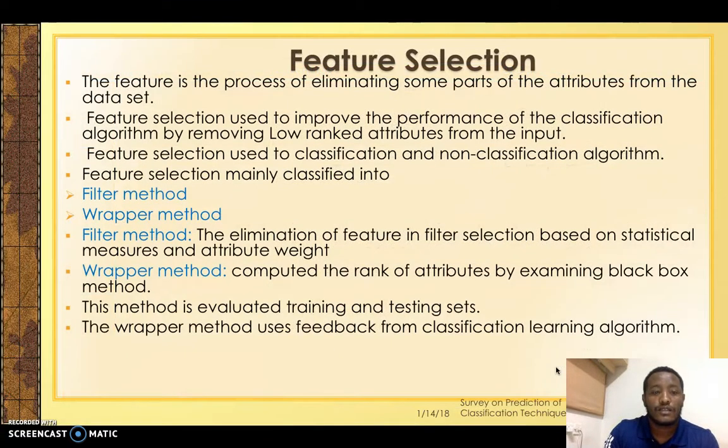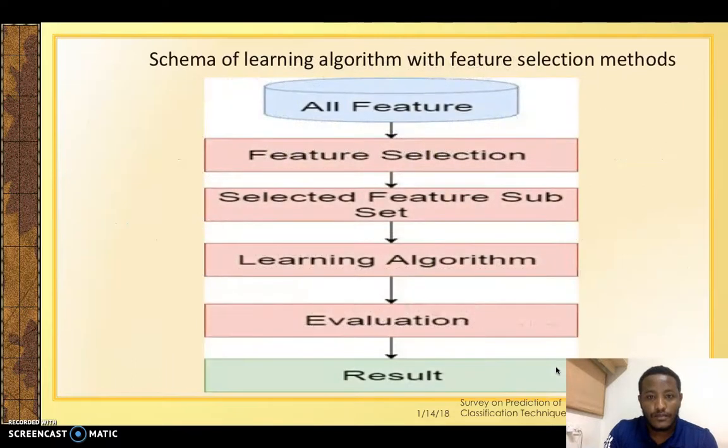Another one is feature selection. Feature selection is the process of eliminating some part of the attributes from the dataset, and it is used to improve the performance of the classification algorithm. It contains the filter method and the wrapper method. In the filter method, the elimination of features is based on statistical measures and attribute weight. The wrapper method computes the rank of attributes by examining black boxes.